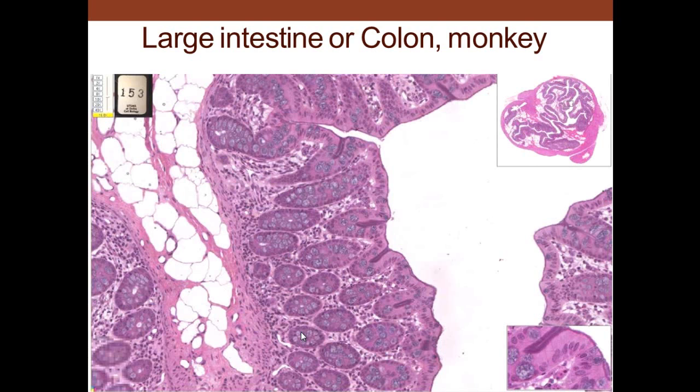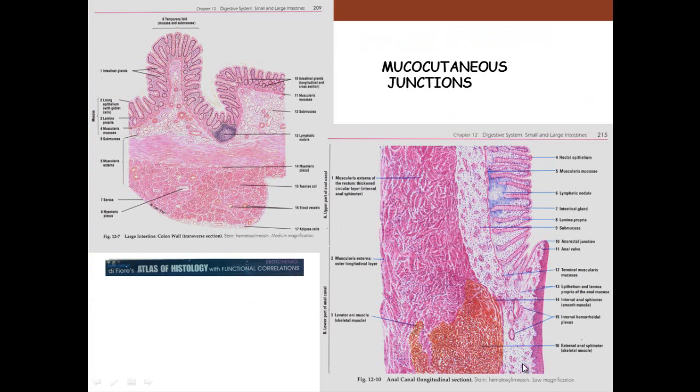The large intestinal colon of the monkey we can see right here. So the foodstuff would be going down through there with lots of goblet cells, and these are the intestinal glands, which are composed of absorptive cells with brush border and goblet cells as well.